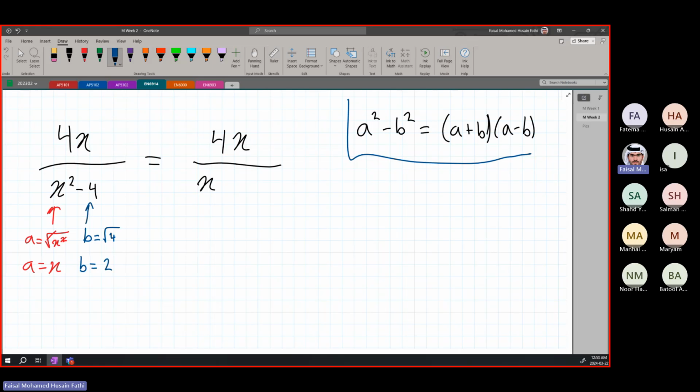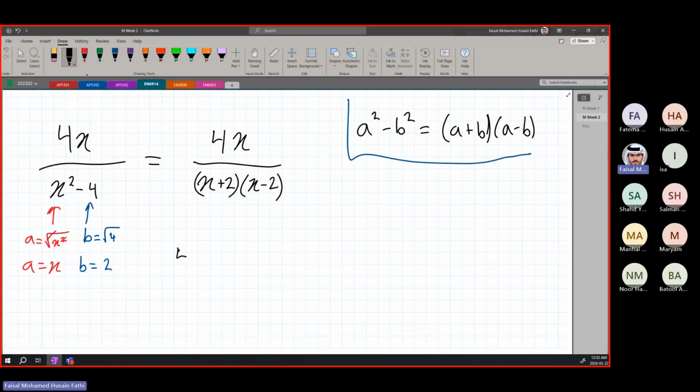Again, you can factorize using mod 5.3 if that's easier for you. But if you know this rule, it makes it so much faster rather than getting the calculator out and all of that. So if we apply this rule, we get x plus 2 times x minus 2. Okay? And now we can go into the partial fraction part.